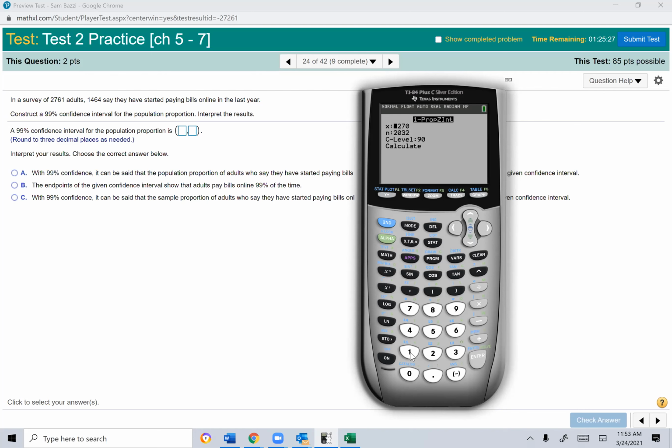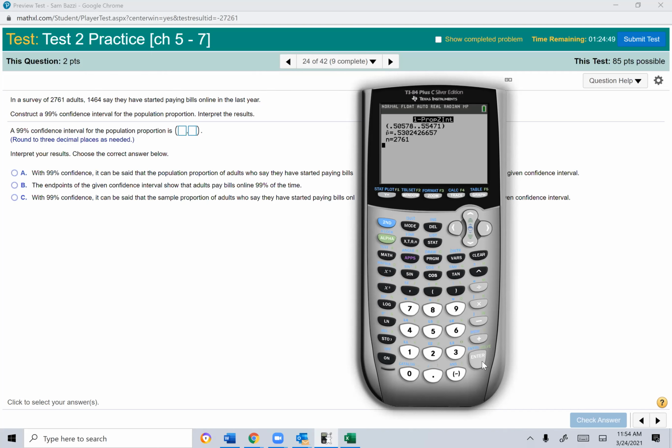So the lower number is 1464. The upper number is 2761. And then the confidence level, guys, is 99. And here you go. So a 99% confidence interval population proportion is 0.5. How many decimals? He wants 3. It will be 0.506 and 0.555. How do you interpret the results?